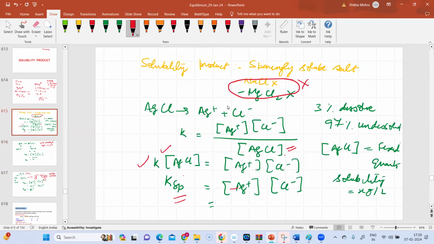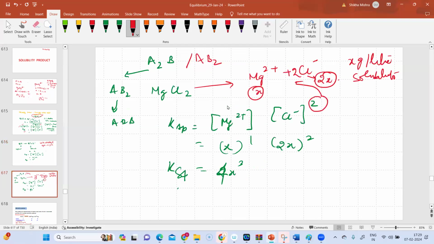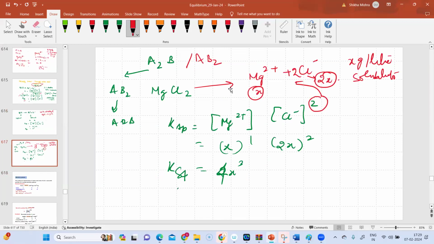Now, I can just generalize that this is a salt which is producing two ions, silver and chloride. Any compound which on dissociation is going to produce two ions, then the formula will be Ksp is equal to X square. But if something is producing three ions like this one, MgCl2, then the formula will be this.